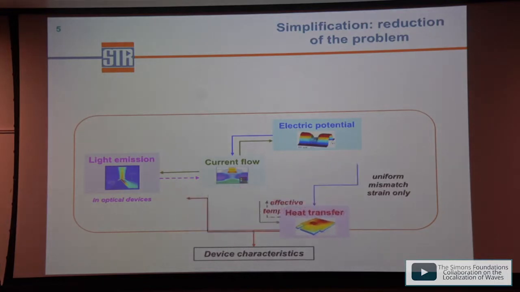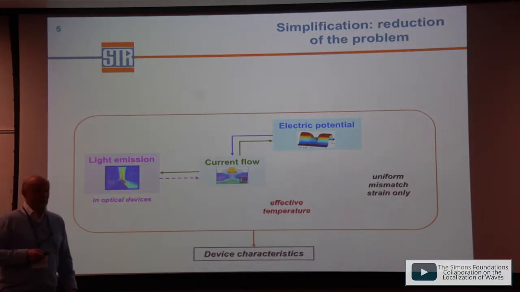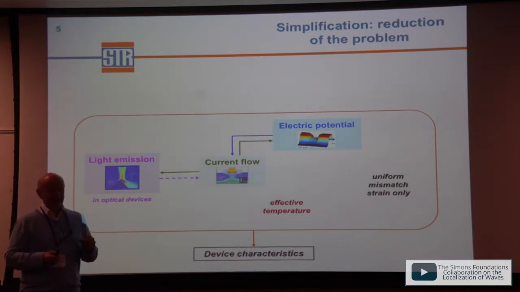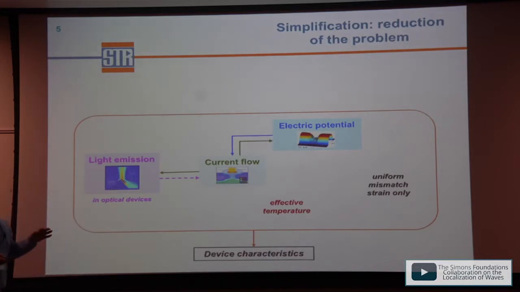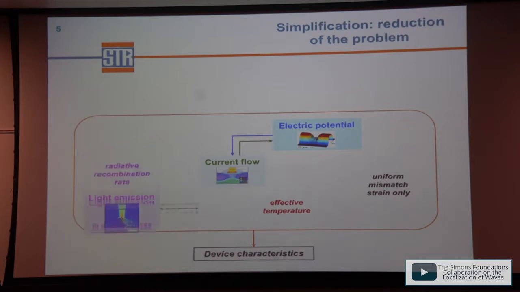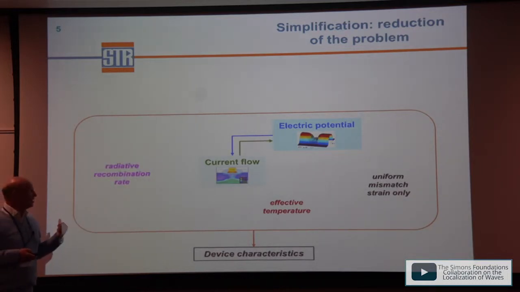The next simplification relates to avoiding the thermal issues. Because in many cases, when the device is small, we can substitute the whole problem with some effective temperature of the active region of the device. And this simplification is very useful for practice. And finally, the optical phenomena, if it is possible, are substituted by simple models of carrier recombination.